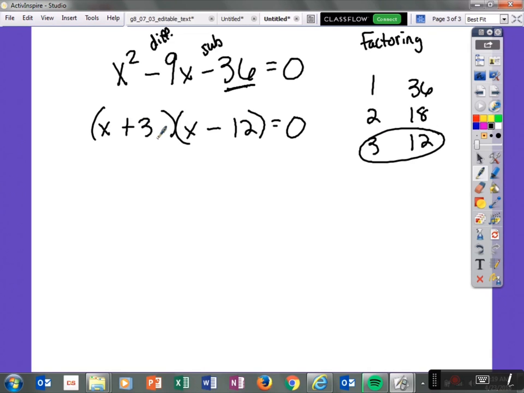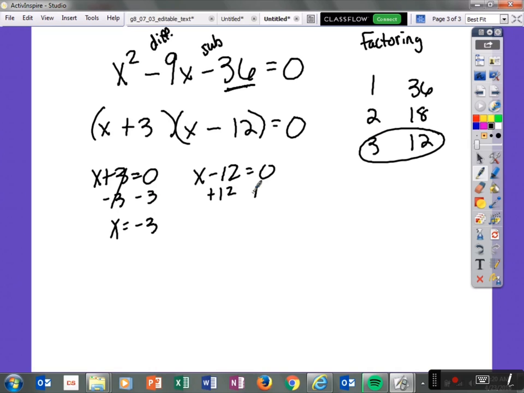Am I done? No, now we have to separate it from the parentheses. Set both parentheses equal to 0. Okay, now am I done? No. How do I get rid of a plus 3? Minus. So x equals negative 3, and how do I get rid of a minus 12?